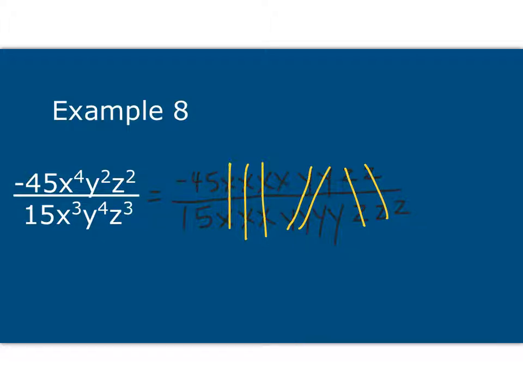So now, on the top, I see 1 x left. On the bottom, I see y times y, which is y squared. And I see 1 z left. And then if we look at the coefficients, we have negative 45 divided by positive 15. That divides evenly, and we'll get negative 3. And the negative 3 is going to go on top.